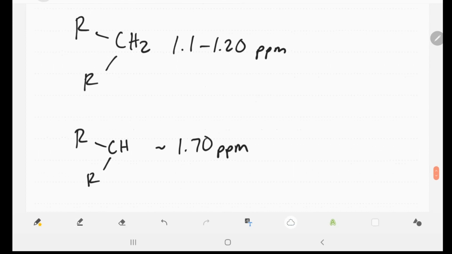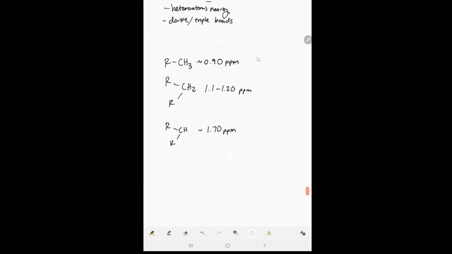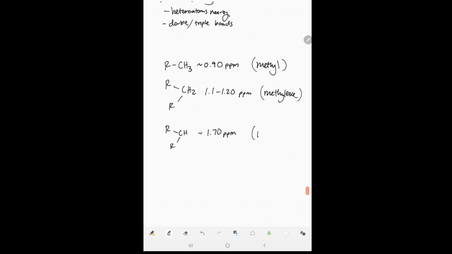Depending on what type of hydrogen you have, by the way, these are called methyl hydrogens. These are methylene hydrogens, and this is a methine hydrogen. Those H's on those carbons. These are typical chemical shifts for plain old alkyl groups here. But if we go ahead and mess with things, we're going to see what changes come out.